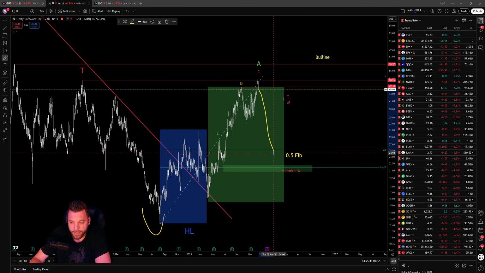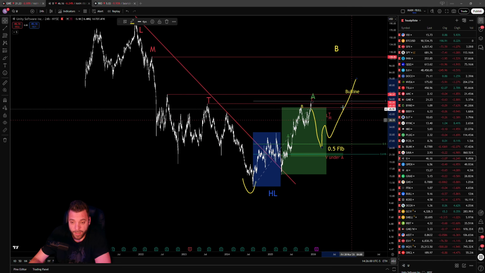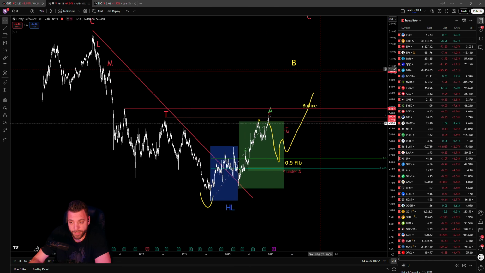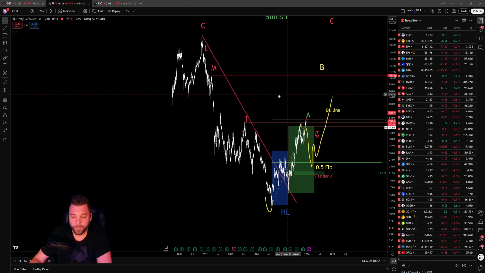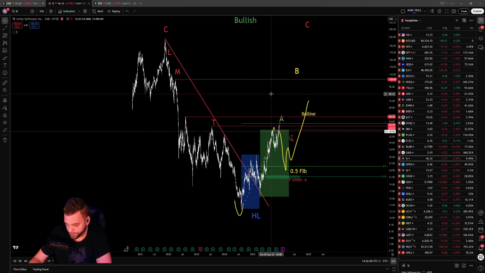And your pullback target is now, wait, where's our pullback? Yeah, our pullback target is still the 0.5, 25. Then high, low, and then you go. Your next target after the A pullback is 108, 106. So let's see what it will do.